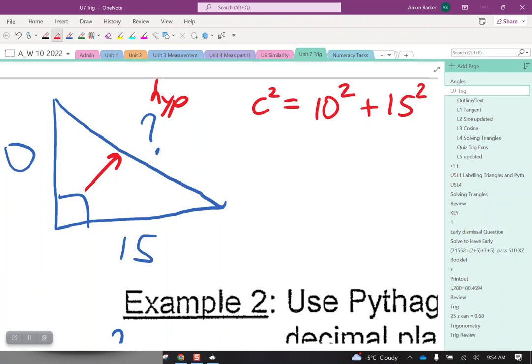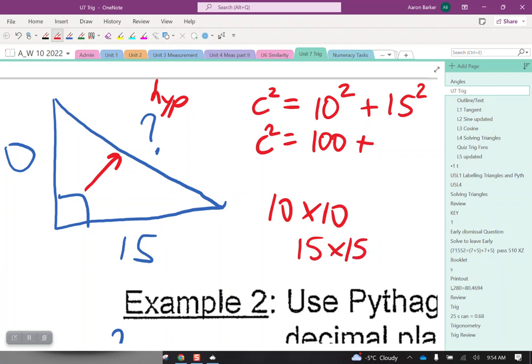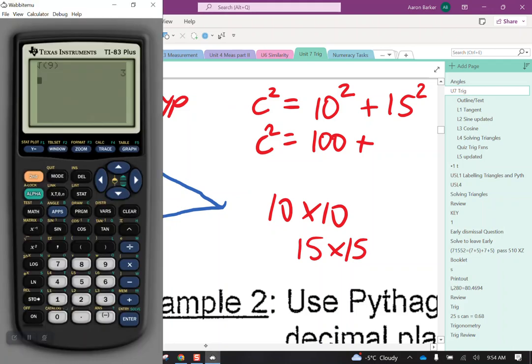So we then find our answer by finding our squares. 10 squared is not 10 times 2, it's 10 times 10. What's that answer? Plus 15 squared, which is not 15 times 2, it's 15 times 15. For me, I got to use my calculator for that. Here we go. 15 times 15, 225.